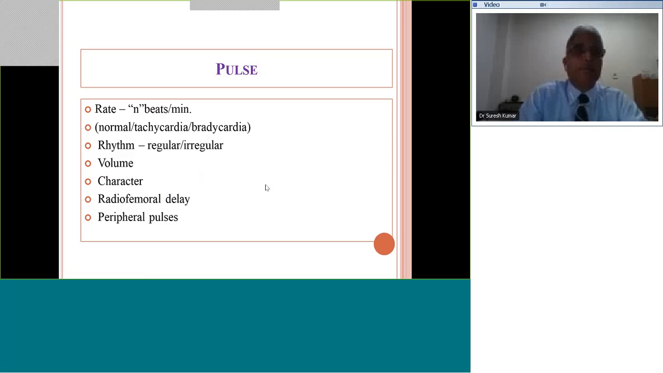How do you describe a pulse? Rate, rhythm, volume, character, radiofemoral delay, peripheral pulses. In other words, the pulse rate is, let's say, 60 per minute, regular in rhythm, normal volume, normal character, there's no radiofemoral delay, all peripheral pulses are felt. That is what would be a complete description of a normal pulse.